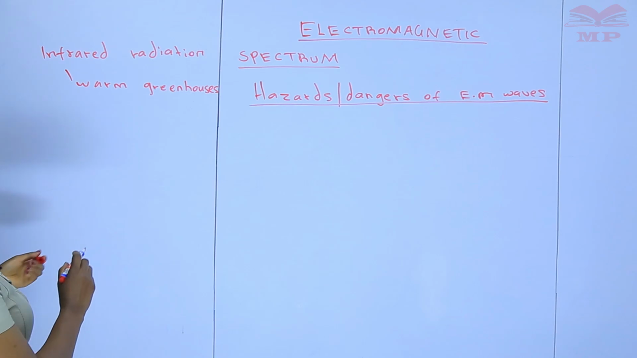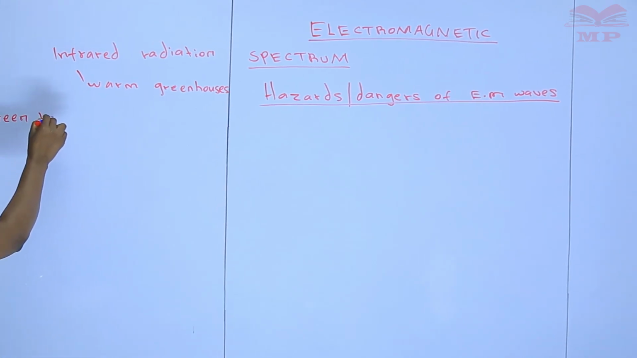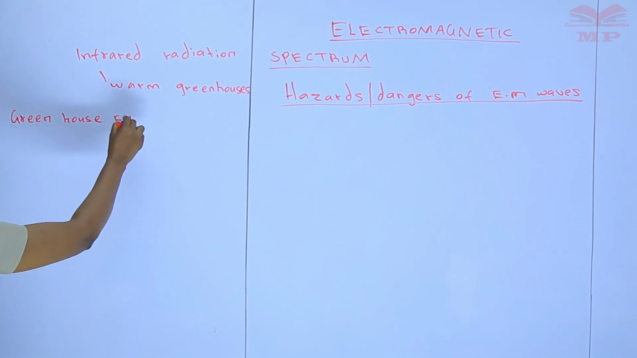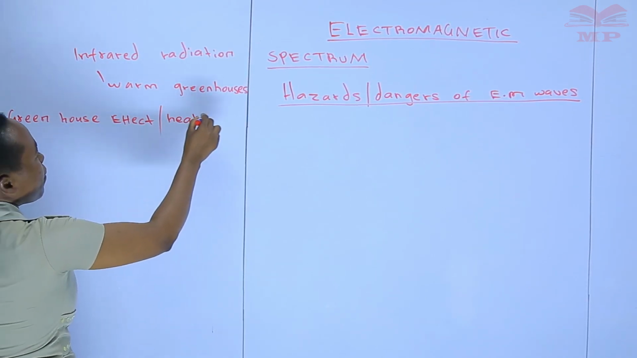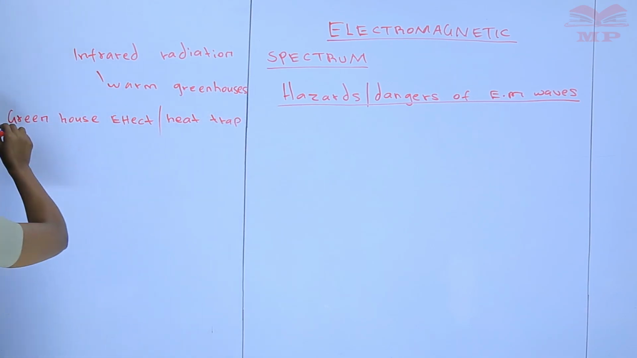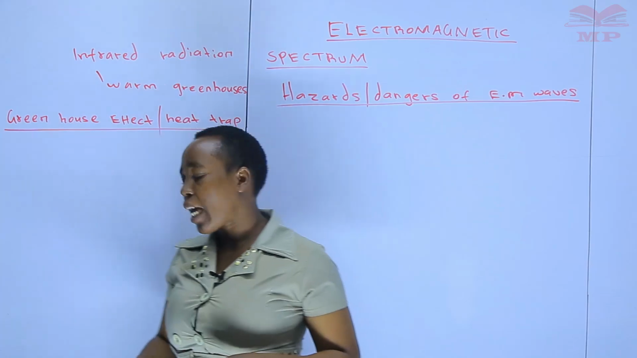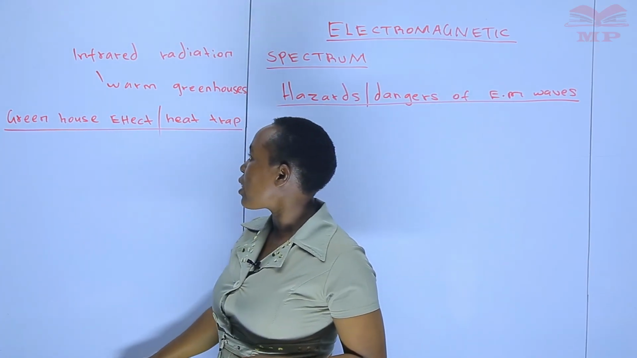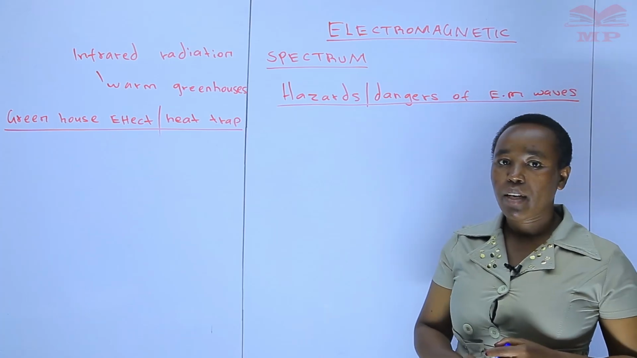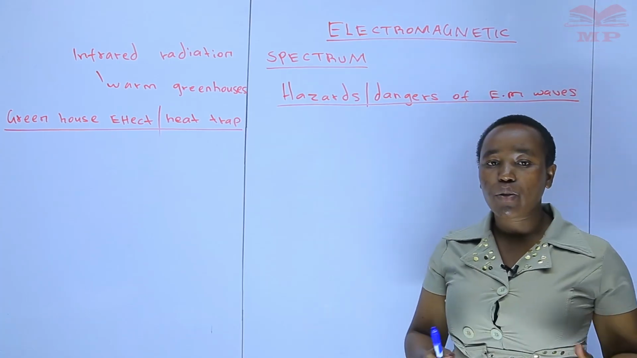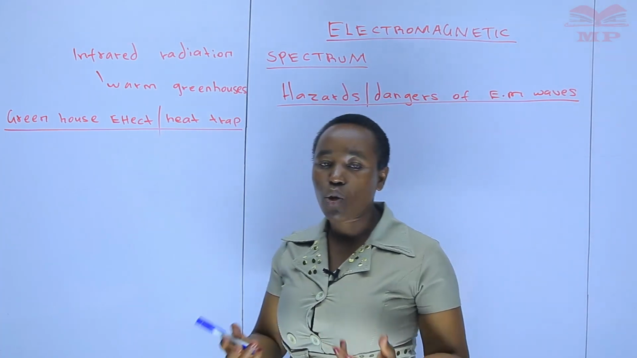So we briefly look at the greenhouse effect. And this is simply what we refer to as the heat trap. The greenhouse effect, or simply what we call the heat trap. So we want to look at how heat is trapped in the greenhouse. That is the greenhouse effect. You can be told to explain what the greenhouse effect is all about.